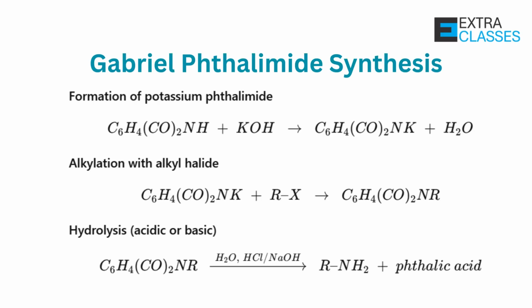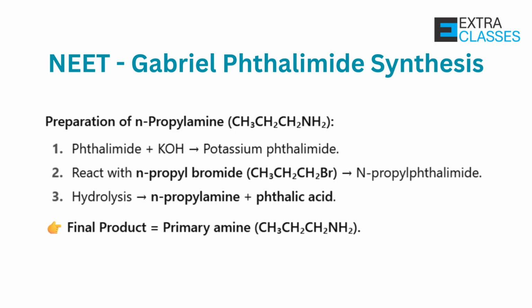The Gabriel phthalimide synthesis is a method to prepare primary amines, RNH2, using phthalimide as a starting material. It avoids formation of secondary or tertiary amines, which usually happen in aminolysis of alkyl halides. Very important in NEET for preparation of aliphatic primary amines. Here's an example around preparation of n-propylamine. NEET may ask, what type of amine is prepared? The answer is, only primary amines.